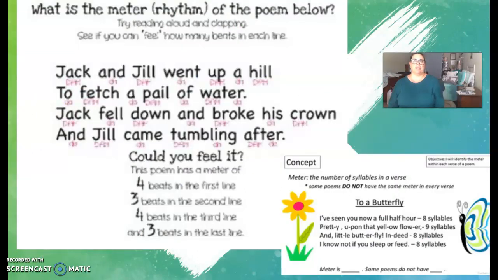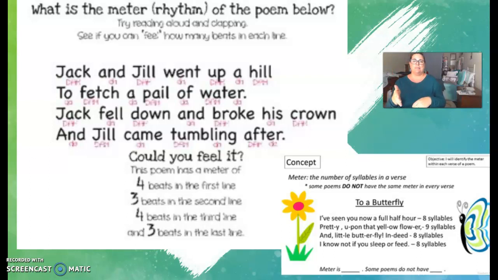So check out this poem that you probably are familiar with. It's actually a nursery rhyme. Jack and Jill went up a hill. Think about the meter. In poetry, meter is measured where you have a stressed and an unstressed syllable, and that's how we measure the beat. So let's look at this one. If you want to clap along, you can, to hear which ones are stressed.